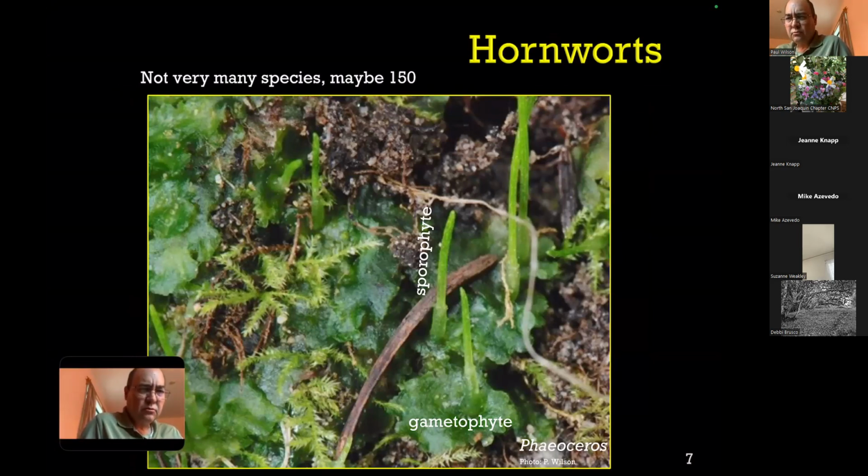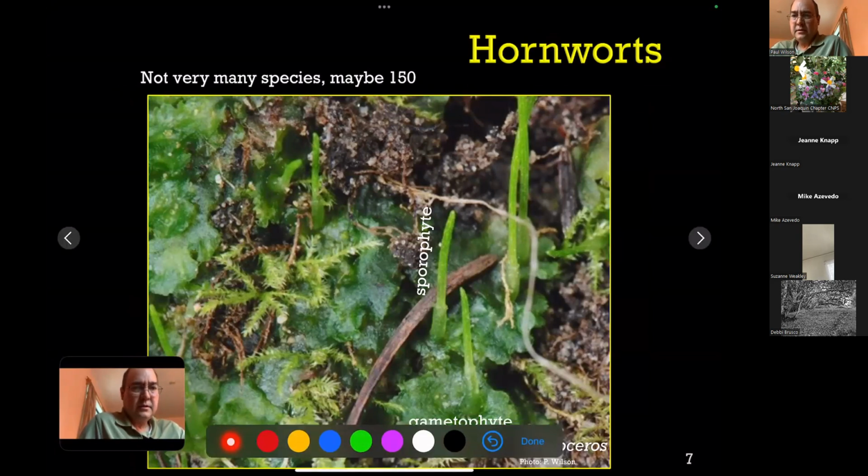They're called hornworts because of the sporophyte part, that part that's sticking up there. See that sticking up, it looks like a horn or something like that. It's called a sporophyte because it makes spores, whereas the plant at the bottom here is the gametophyte, and it makes gametes, that is eggs or sperm or both.